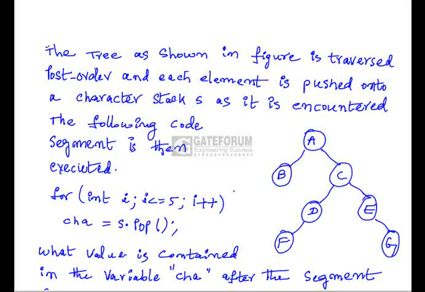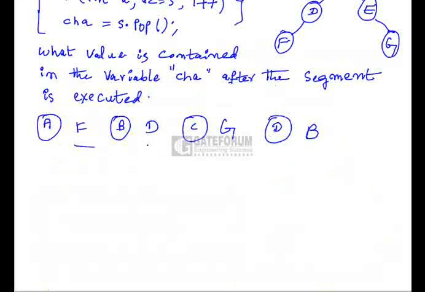So here we are given a for loop with integer I, and this for loop will be executed 5 times. Each time it is executed, the top of the stack will be taken into CHA. So finally, after the execution of this code segment is over, what will be there in the CHA? That we need to find out. Options are F, D, G and B.